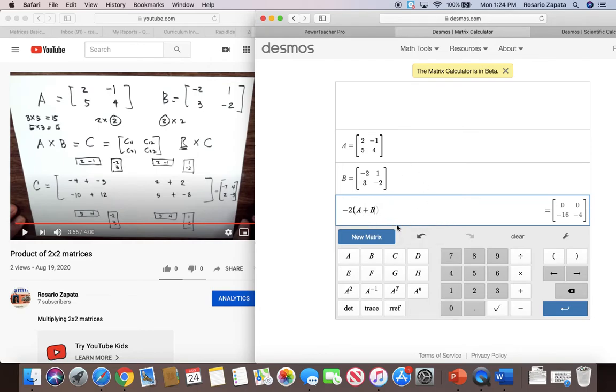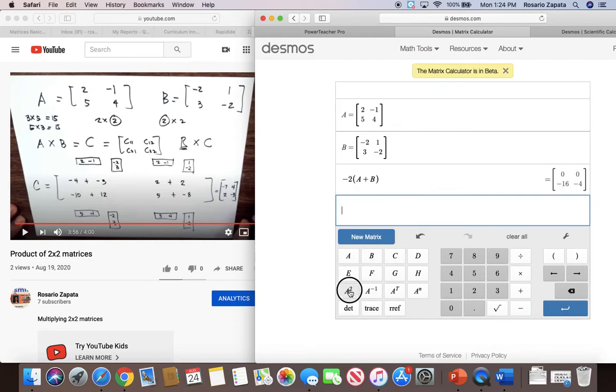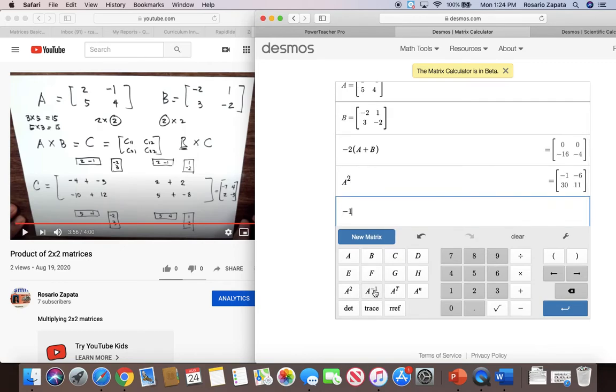Whatever operation you have, even the inverse, which I'm going to discuss in the future, the transpose, and squaring a matrix, it will show. So if I'm going to square A, it gives you that answer. If I'm going to find its inverse, it gives you that answer. That would be the inverse of that function.